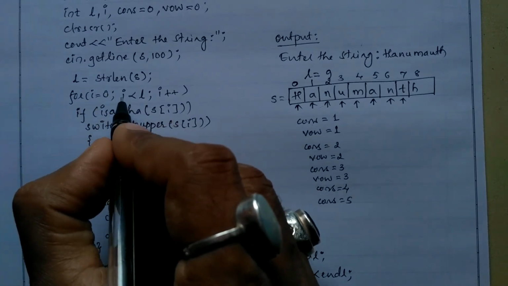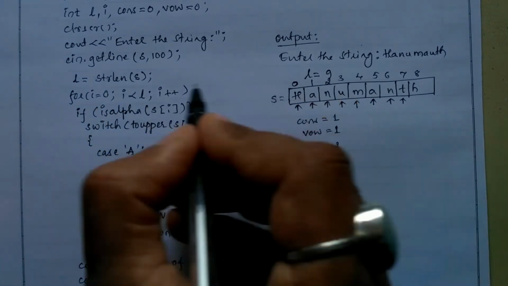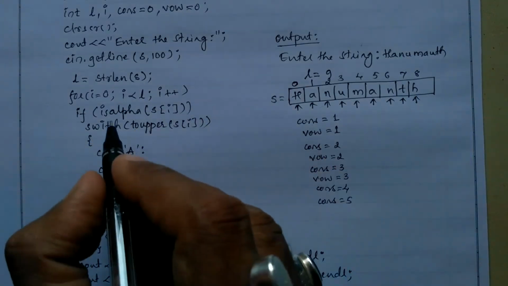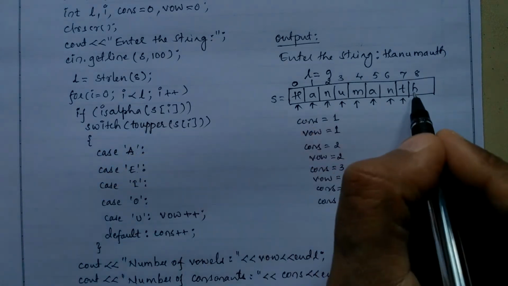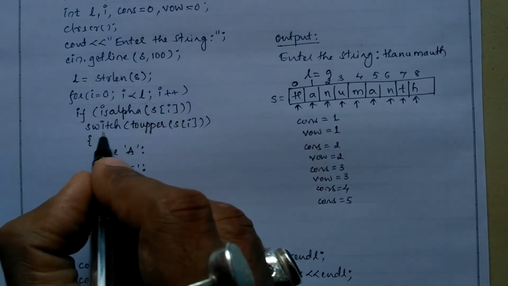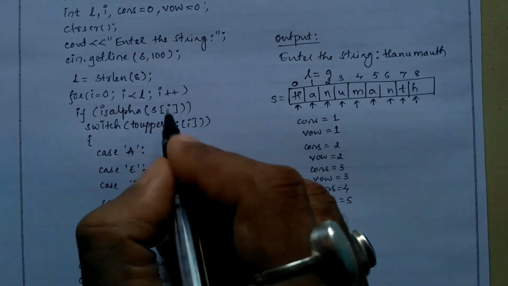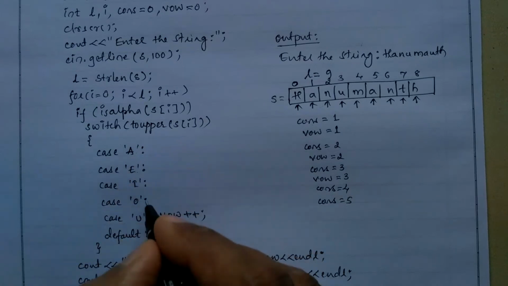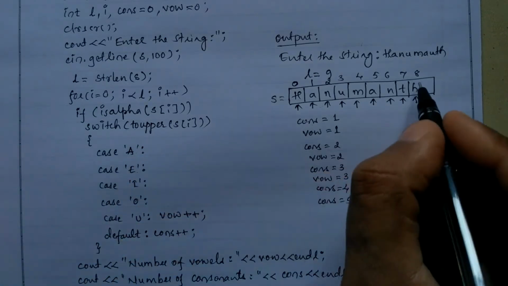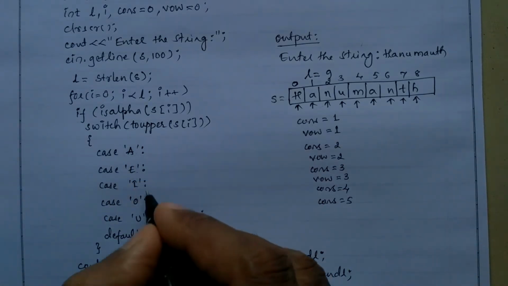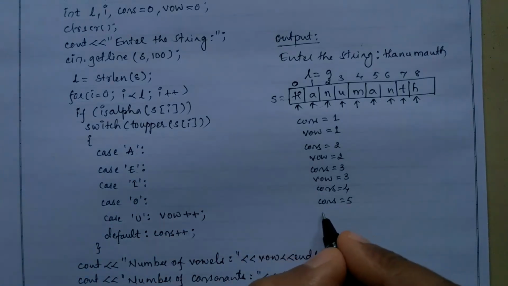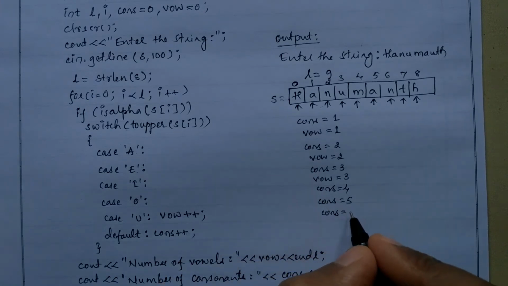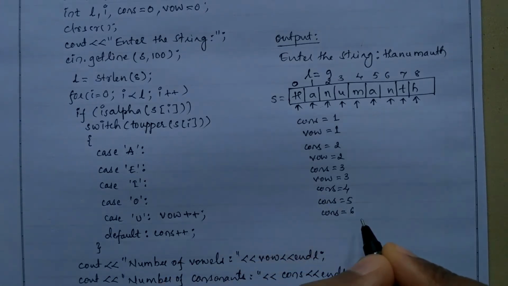Now i value is 8. 8 is less than l, which is 9. Yes, the condition is true. So here it is going to point to h. So is alphas of 8, that is h? Yes, it is true. Switch to upper, so this lowercase letter will become uppercase letter, and it is going to try to match with a, e, i, o, u. So H is not going to match with any of these case labels. Hence the default statement will get executed. So again consonant will get incremented its value by 1. Earlier it was 5, now it is 6.